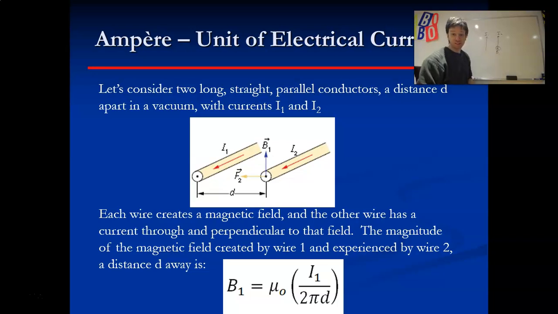It has a magnetic field going into the board where I2 is. Now, what did we learn before? We learned that if we place a current-carrying conductor in a magnetic field, it will feel a force. Well, how are we going to solve this problem? This is going into the board.